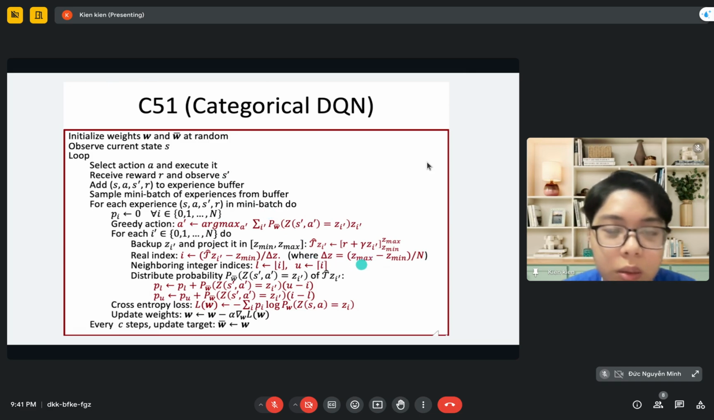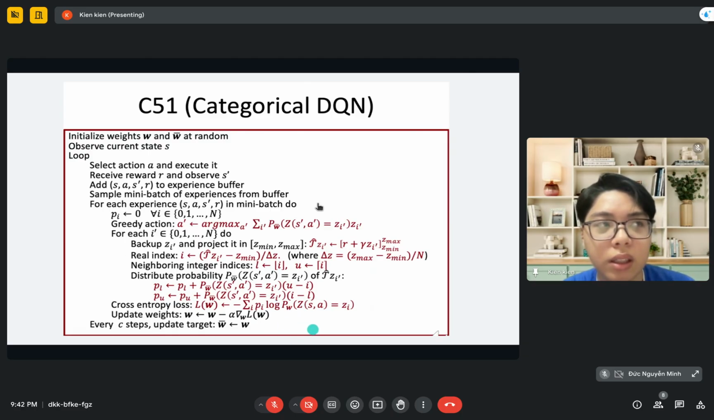Okay, so the output of the model here will be a value instead of a distribution at first, and then they will index the output into the distribution of return, and the loss used is a cross entropy loss to calculate the difference between the distribution of the Bellman target and the distribution of the predicted model.